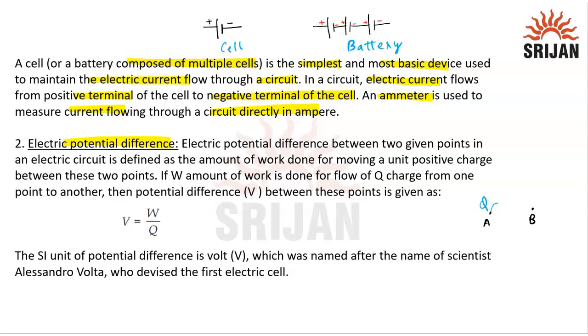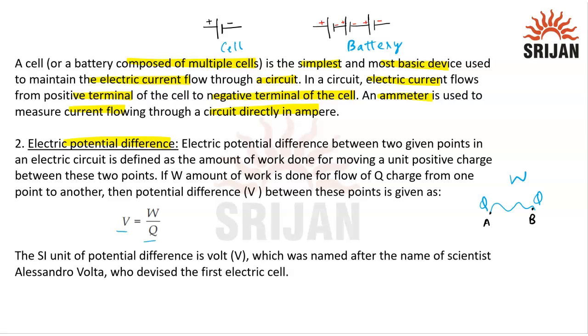Now I am moving this charged particle to the point B. For moving this charged particle from A to B, I have to do some work. Let us suppose the work done is W. So the work done divided by the charge is simply my potential difference.